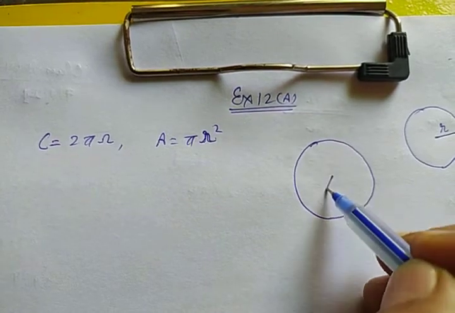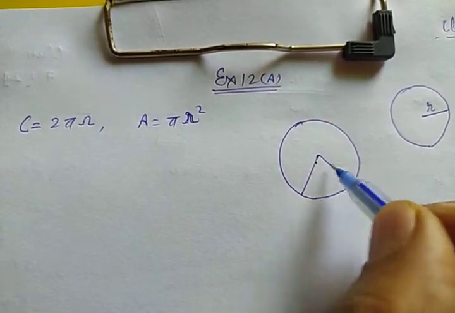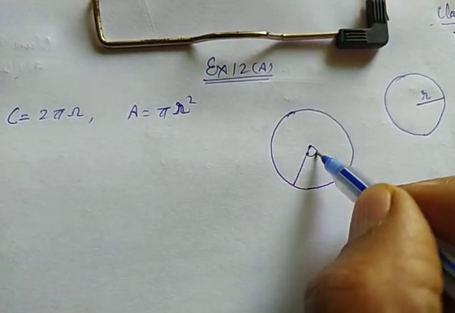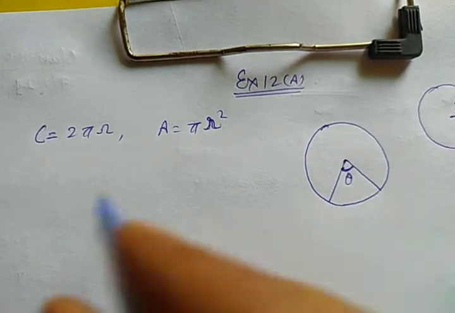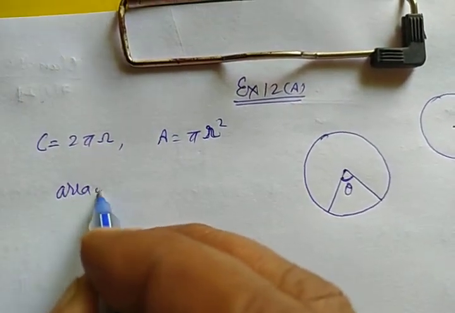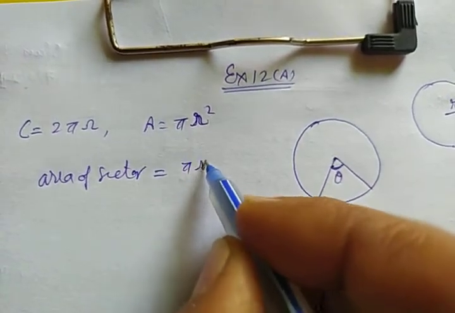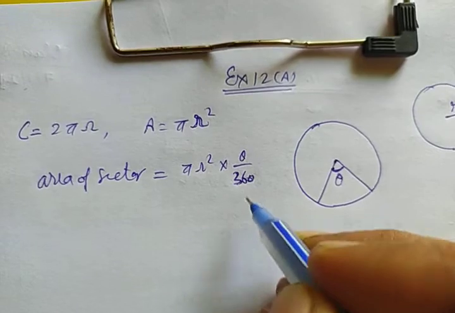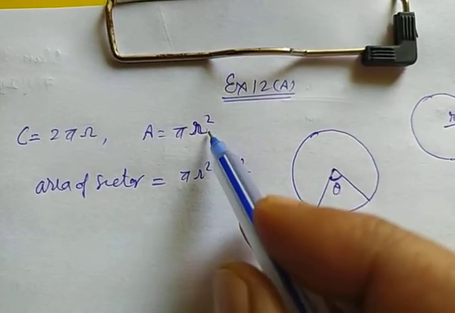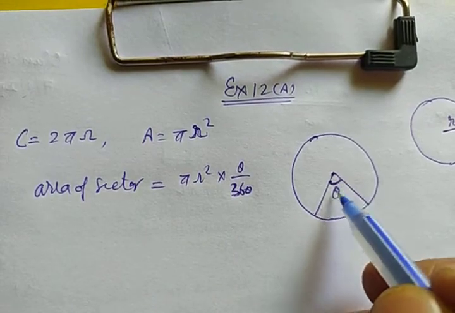if you join two radii like this to the circumference, then this is called the sector. This whole area, looking like this, would be having a certain angle theta. Then what would be the area of the sector? Area of sector is equal to pi r square into theta upon 360. This theta upon 360 is the factor introduced in the original formula. This will provide you the area of the sector.